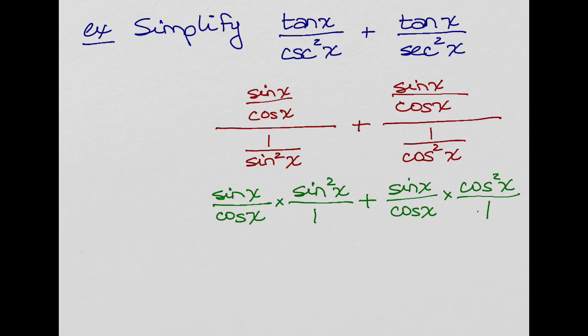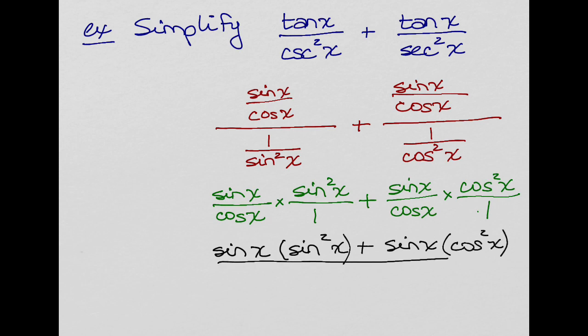So I got sine x times sine squared x. You can multiply them together if you want to, plus sine x times cosine squared x, all over the common denominator. Now I have 2 terms on the top, and they each have a sine x in them. Well, I can factor that out.